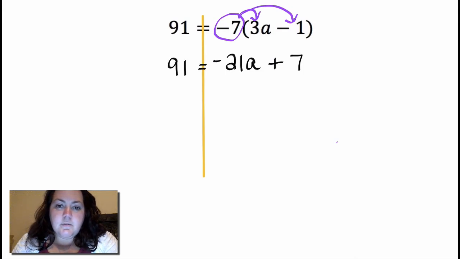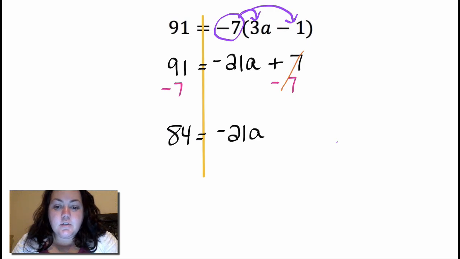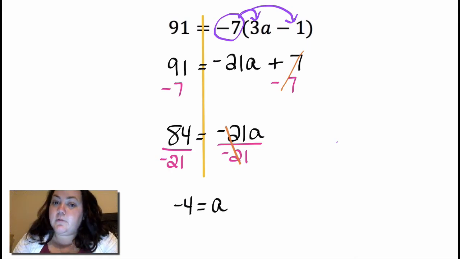And I don't have anything to combine on the left side, so I'm just going to bring the 91 down. Now I want to get a by itself. So I have to get rid of a negative 21, and I also have to get rid of a 7. The 7 is further away from the a. It's less attached, so I'm going to subtract it. And 91 minus 7 becomes 84. So I have 84 equals negative 21a. I'm going to divide both sides by negative 21. And I get negative 4 equals a, or a equals negative 4. Okay, you could just flip-flop it if it makes you feel better.